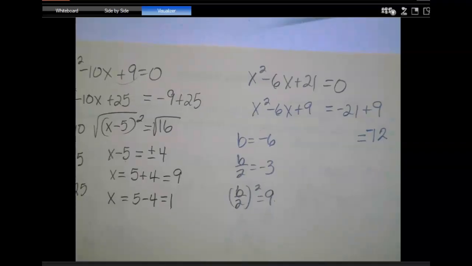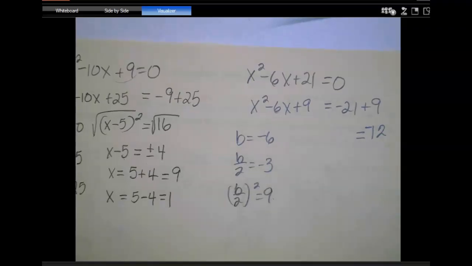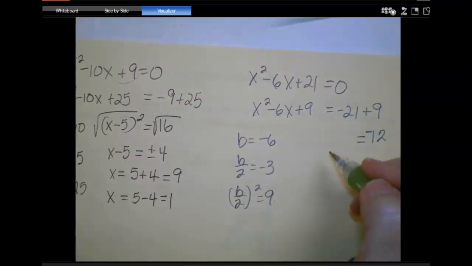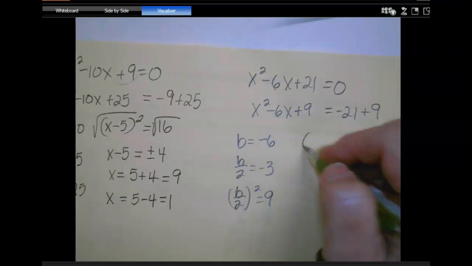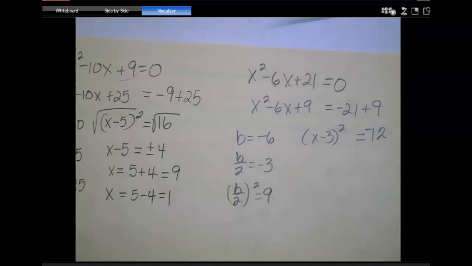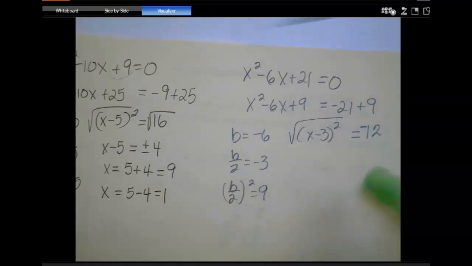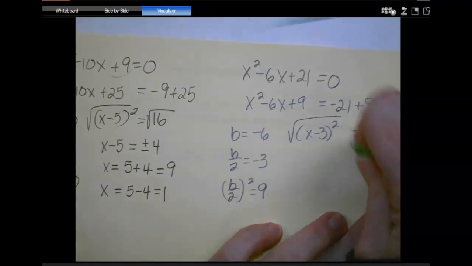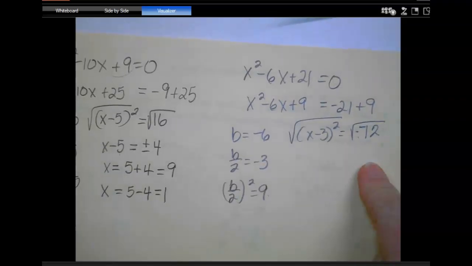Okay, and then who's next? Jordan, how do I rewrite this as a perfect square? Uh-huh. Okay, and then Roy, what do I do next? I am going to square root it, but I really want to know, what do I do on this side when I square root? On this side.